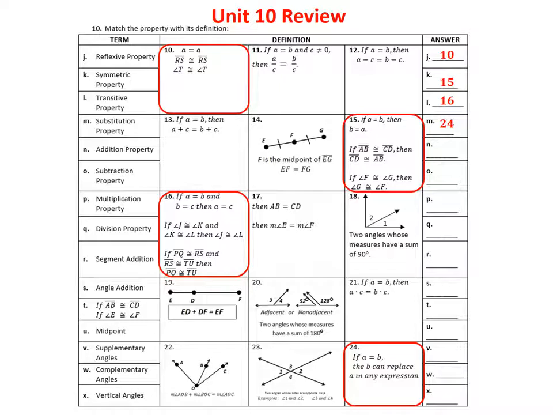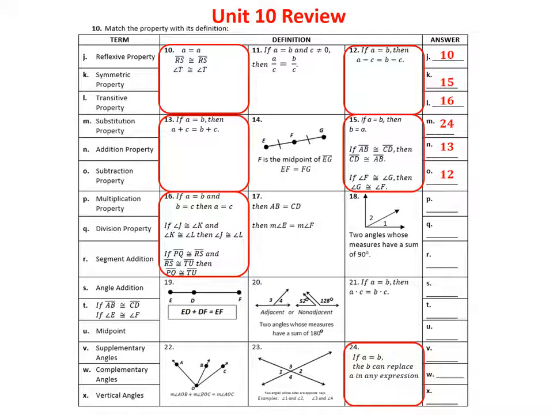In the addition property, it says if an expression is equal, I can add the same thing to both sides and they'll still be equal. So let's find it here. If A equals B, then A plus C equals B plus C. So that's 13. O, the subtraction property, now it's just subtracting the same thing from both sides. So if A equals B, then A minus C equals B minus C, so that's 12.